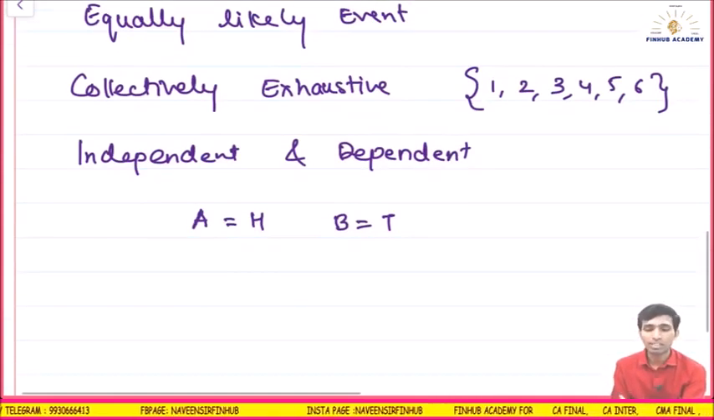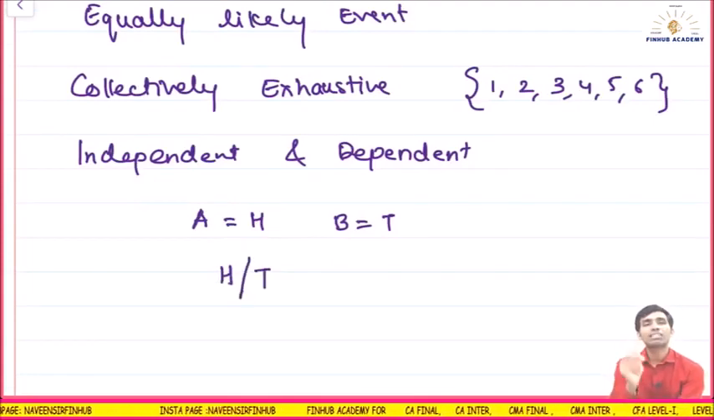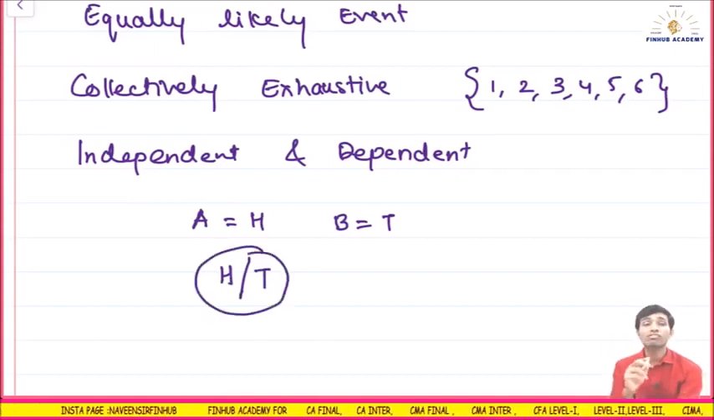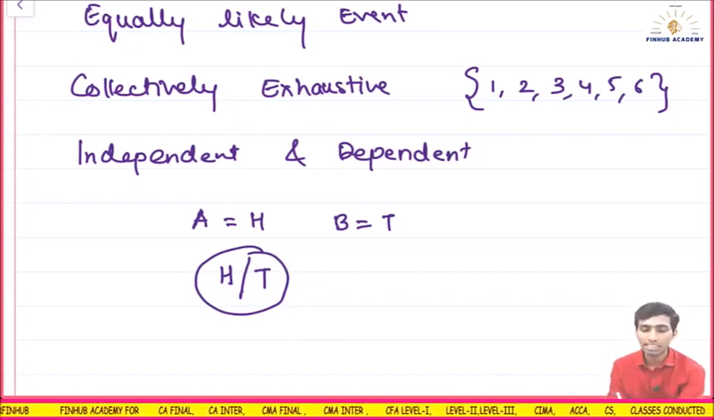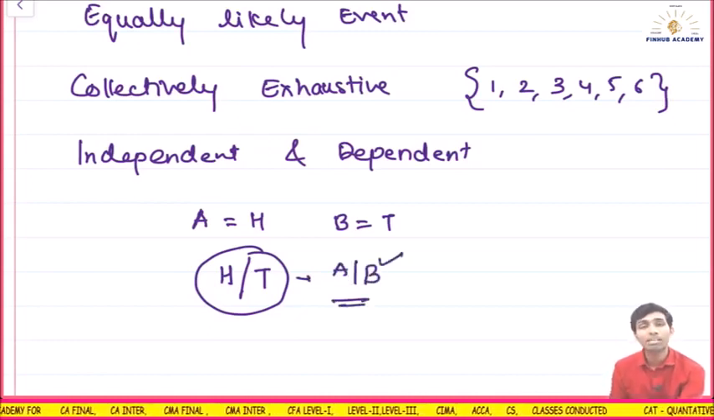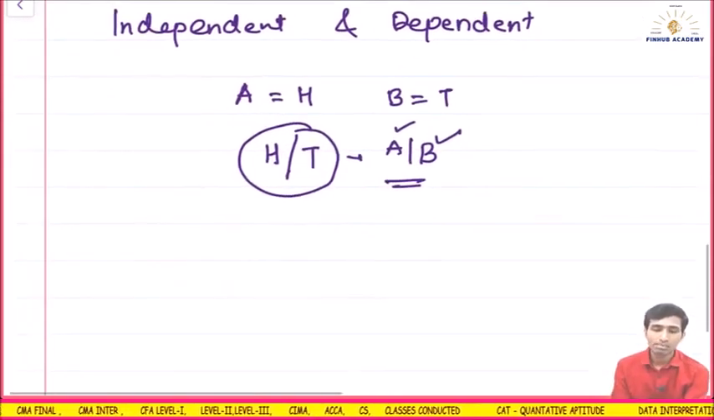But if I tell you like this: what is the probability of getting a head given that a tail has already occurred, meaning in the first go tail has already happened, then what is the chance of getting head on the coin? Then it is called a dependent event, A by B. What is this A by B? It means B has already happened and you are finding the probability of getting A. One more example I'll give you.